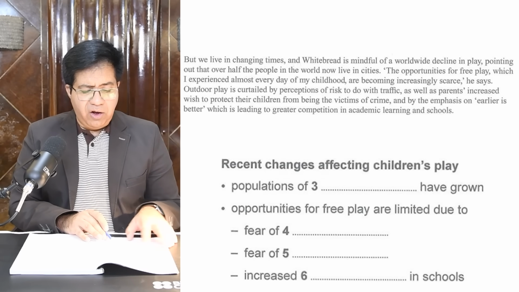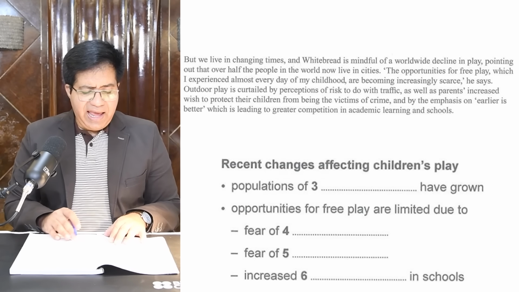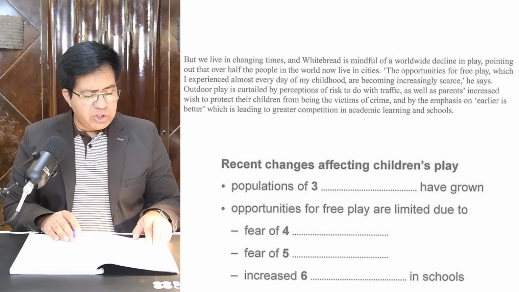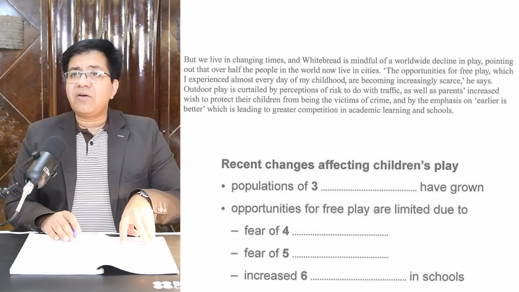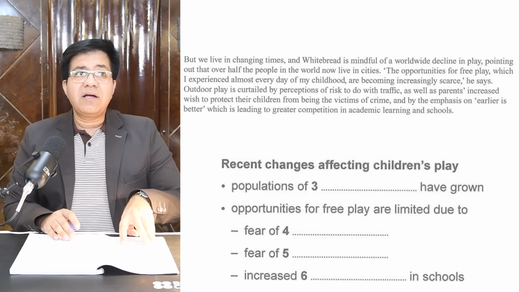Second fear, we read on. As well as parents' increased wish to protect their children from being the victims of crime. So what is the second fear? Crime.